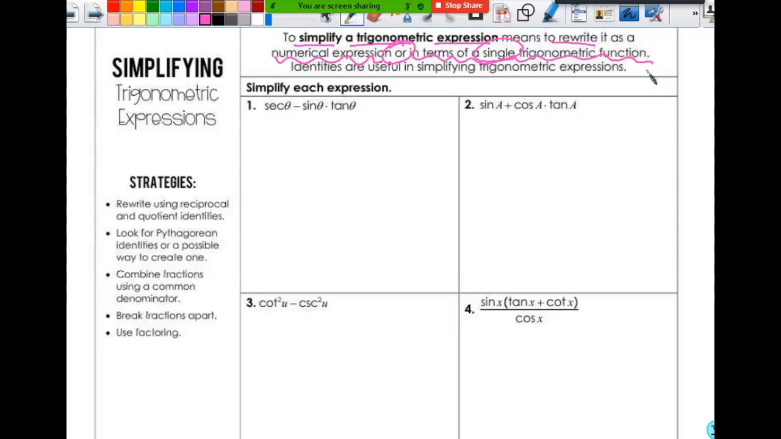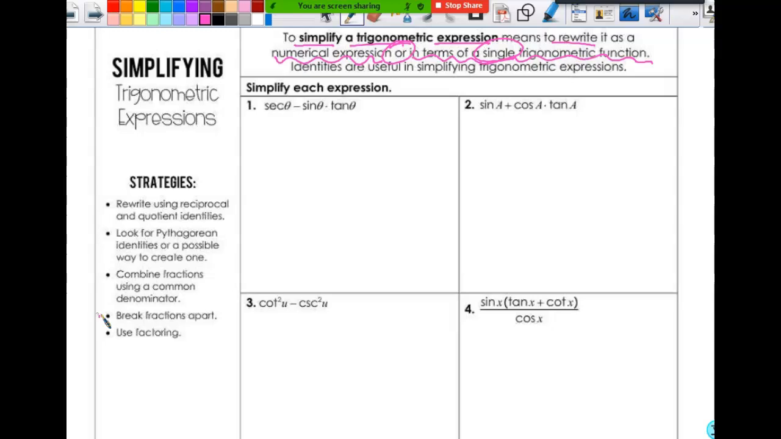So here are some things to think about when we go through these. You can rewrite them using the reciprocal and quotient identities, which we already knew before we started this. We can look for the Pythagorean identities. Anytime there's a squared, you want to think, oh, let me go look at the Pythagorean. Maybe there's something I can do with that. We can combine fractions using a common denominator, and we can break fractions apart.